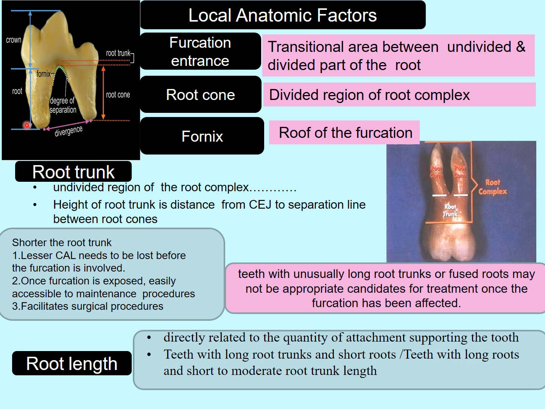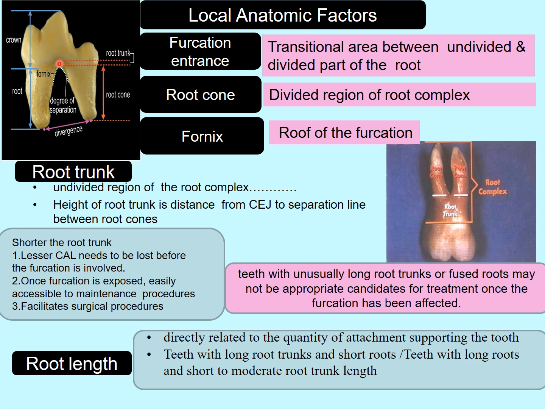When we talk about the root trunk, the height of the root trunk matters. If it is a shorter root trunk, there are more chances of getting furcation involvement easily; that is, lesser clinical attachment loss is needed to get furcation involvement. The risk is more, but the prognosis will be better. Once a furcation is exposed, it is easily accessible to maintenance procedures. Since it is a short root trunk, it can easily be reached by root planing instruments, it facilitates surgical procedures, and you can also maintain the crown root ratio.